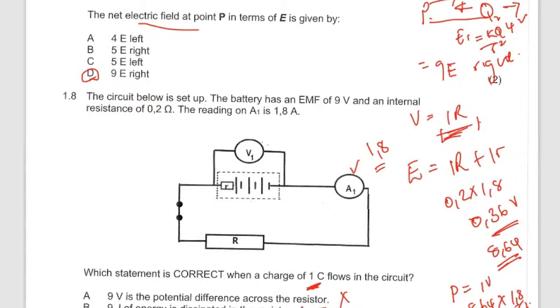And then 8.64 amps is flowing in the circuit, and that's wrong. And then 8.64 joules of energy is dissipated in the resistor. No, that would make no sense.